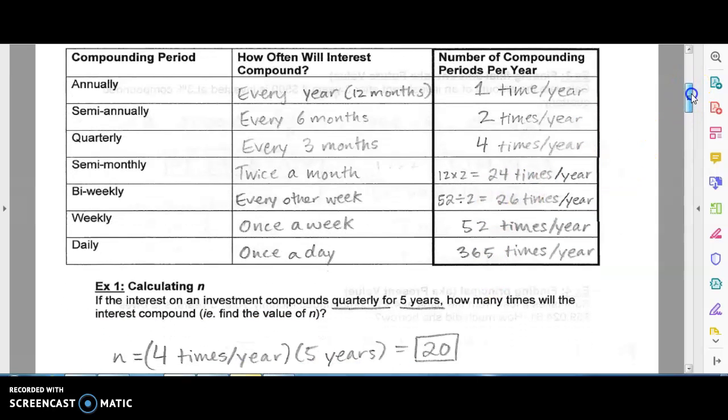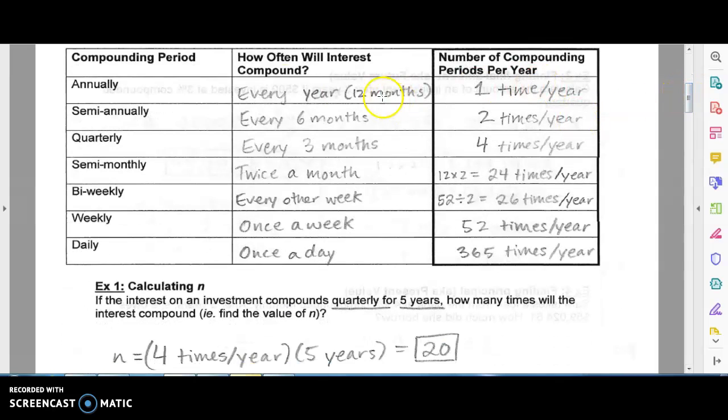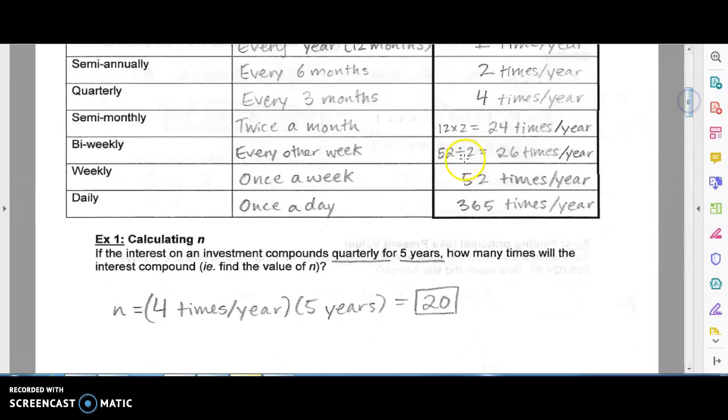Okay, looking at example 1, if we are calculating n, and remember, if we scroll up here, what is n? The total number of compounding periods that have occurred. This table tells us how many compounding periods there are in a year, and then we have to multiply that by however many years the investment is. Example 1: if interest on an investment compounds quarterly for 5 years, how many times will the interest compound? In other words, what's the value of n?